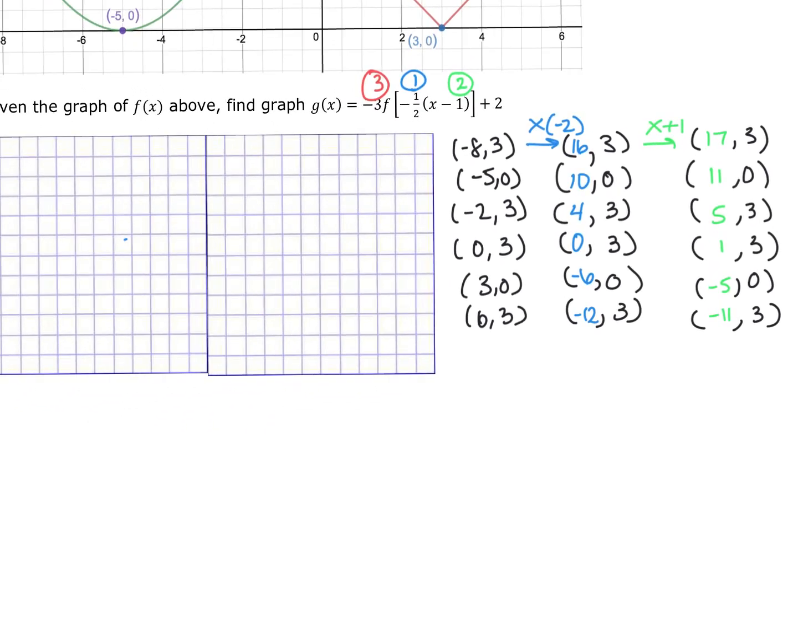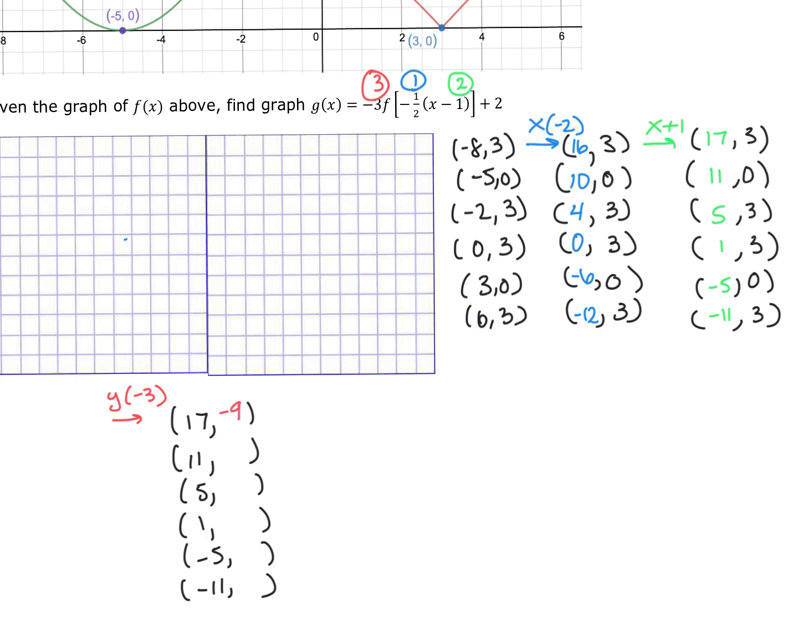So I'm going to take my key points and take my y's and multiply by -3. So this time I'm going to write all my x's: 17, 11, 5, 1, negative 5, and negative 11. All right, so take all my y's. 3 times negative 3 is negative 9, 0 is 0, then negative 9, then negative 9, then 0, then negative 9. And all I'm doing is taking all of these y's and multiplying by negative 3 because that is what's telling me that I should be doing. This is the reflection across the x-axis.